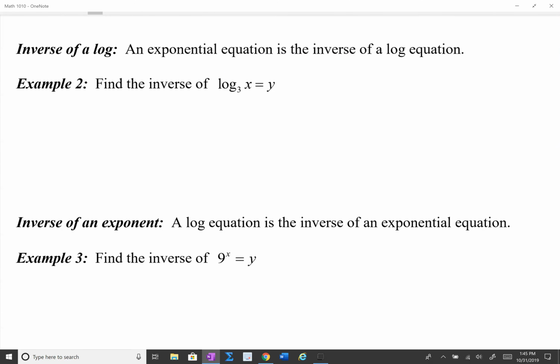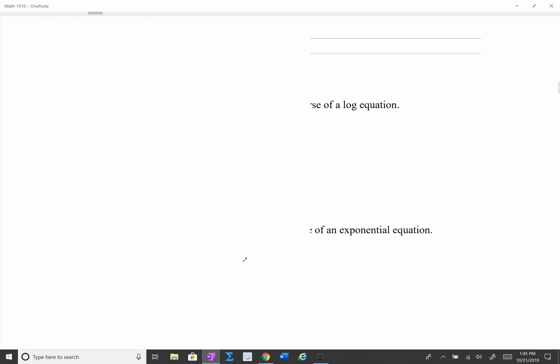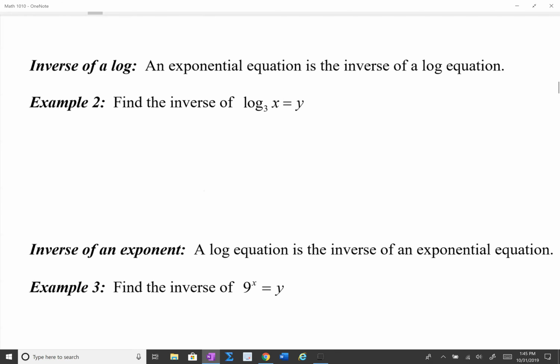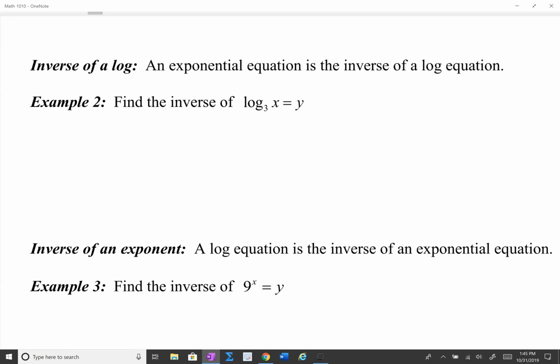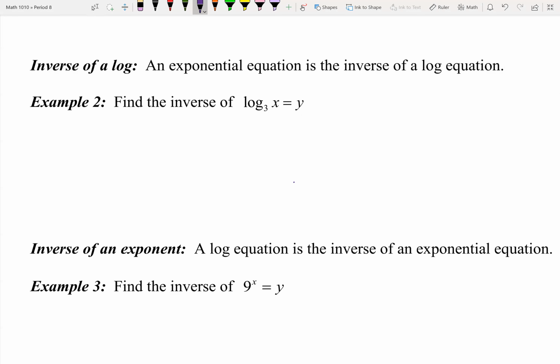Grab your highlighter for me. Okay. An exponential equation is the inverse of a log. Highlight that. How do you find an inverse? You've done this before. How do you find an inverse? You switch the x's and y's, and then what? Solve for y. Yes.